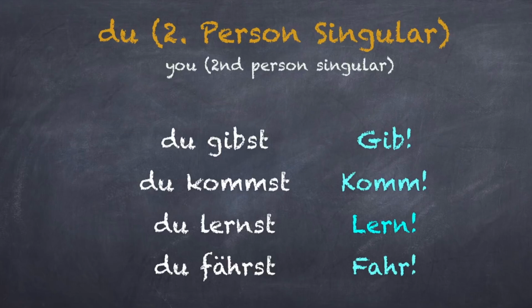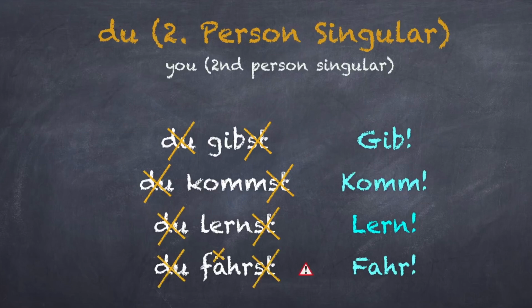How do we build imperative? Simple. You remove du and the verb ending st. Du gibst becomes gib. Similarly, du kommst becomes komm. Du lernst becomes lern. Du fährst becomes fahr.